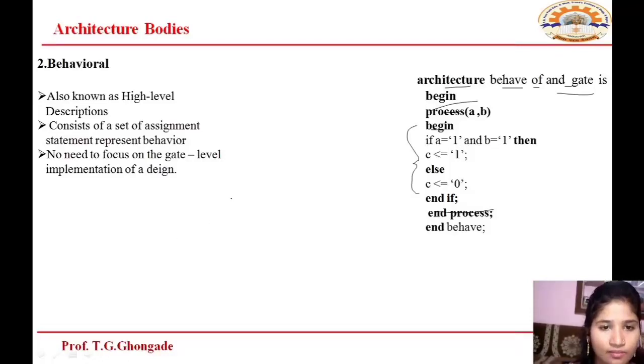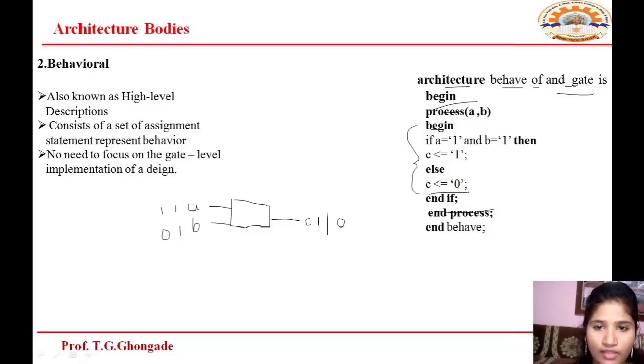It means that I have one AND gate which has two inputs, A and B, and one output, that is C. Now if my A is 1 and B is 1, then C should be 1. In any other condition, if A is 1 and B is 0, then my C will be 0. That is the else part.